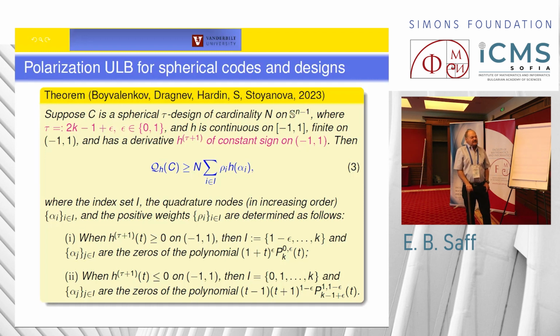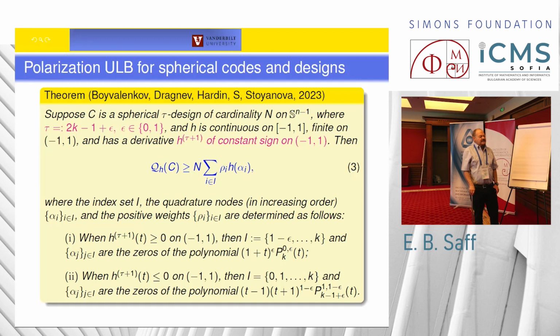It's finite on the open interval, and it has a derivative of order tau plus 1 that's of constant sign. So it's either always positive on the interval or always negative on the interval. Then we get this lower bound for the polarization. So the polarization lower bound is given by n times the sum, an expression that will involve what are called weights, these rho i's, and our function h evaluated at points alpha i.